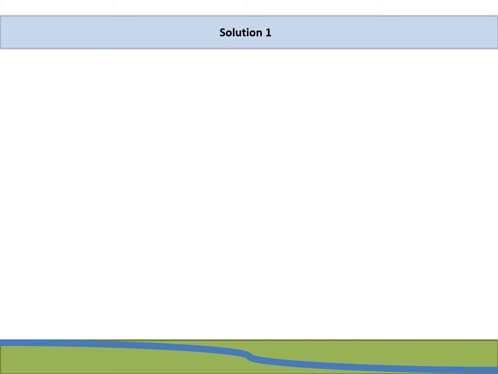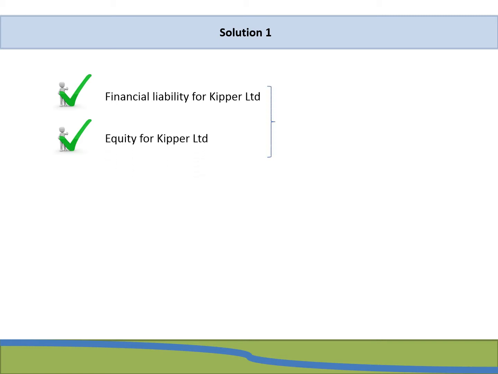Right, so there is a contractual obligation to receive cash, so we know that we have a financial liability for Keeper Limited. In addition, on 31 May 2023, the debentures are convertible into ordinary shares at a ratio of 1 share for every debenture held. Therefore, the number of shares is fixed. And therefore, we know that we have an equity component and we are now dealing with a compound financial instrument.